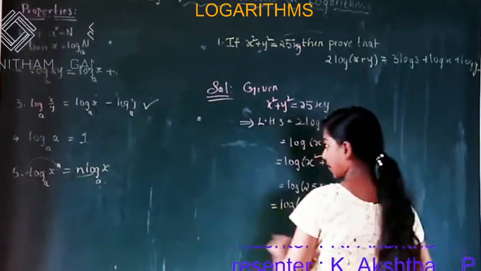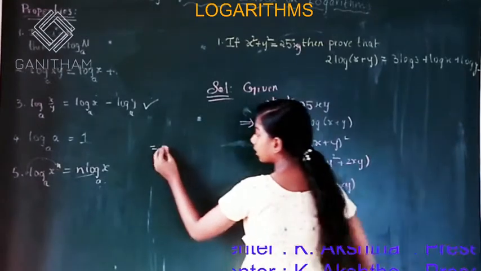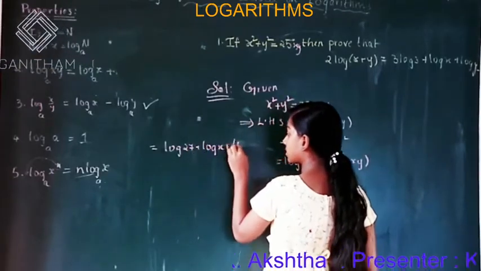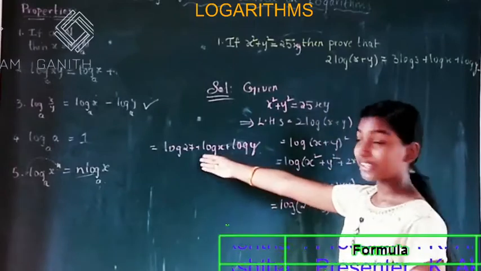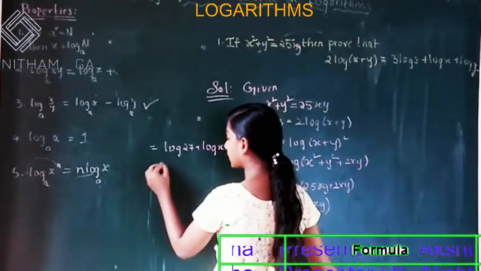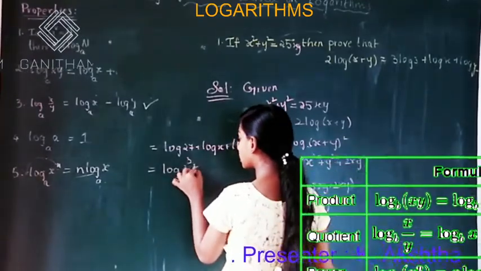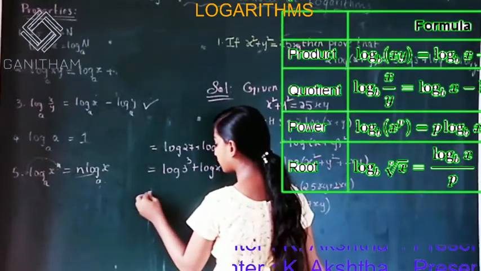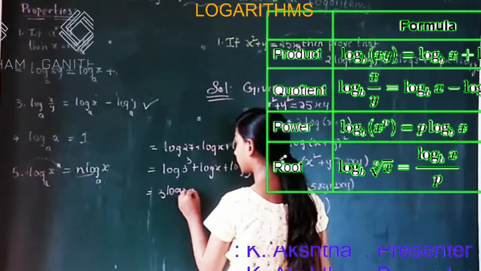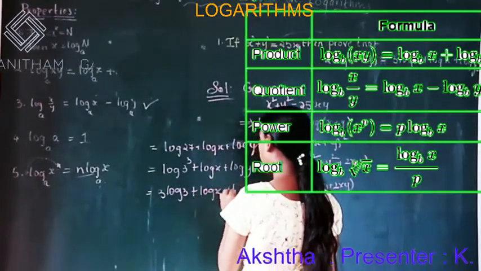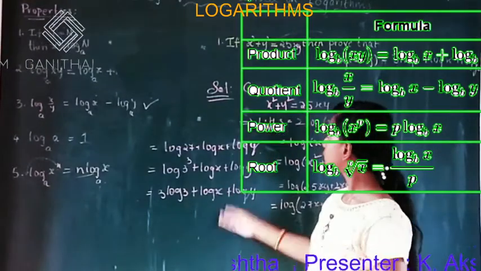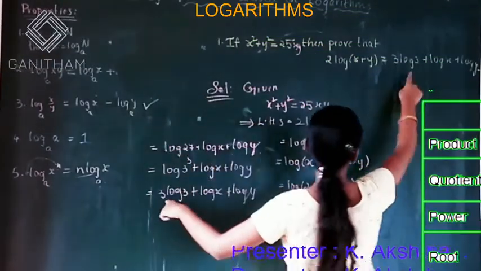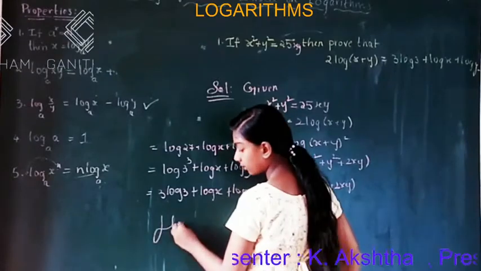So now, by using the second property, how can you write this? I will write here, below it is not visible to you. Log 27 plus log x plus log y. And now for the last step, we can write 27 as 3 cube, that is log 3 cube plus log x plus log y. So 3 comes forward, so the answer is 3 log 3 plus log x plus log y. So this is how we solve this. We got the required answer, isn't it? 2 log of x plus y is equal to 3 log 3 plus log x plus log y. So hence proved.